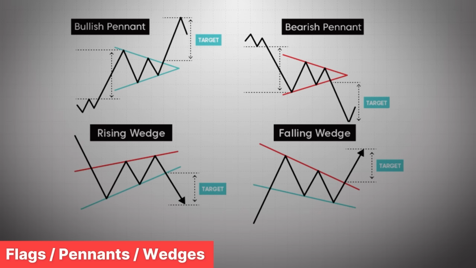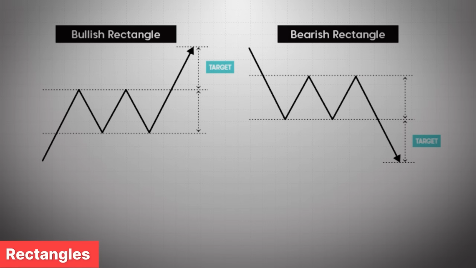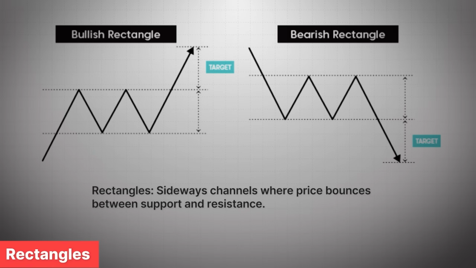Flags and pennants form quite often. These appear as brief consolidations or pullbacks against the prevailing trend. They usually lead to the trend continuing once price breaks out of the pattern in the direction of the prior trend. Triangles are usually continuation patterns, with the trend expected to resume in the direction it was going before the triangle formed. Rectangles are my favorite continuation patterns.